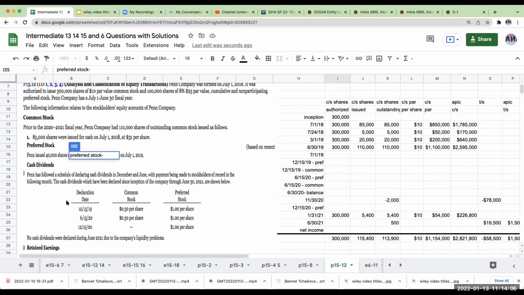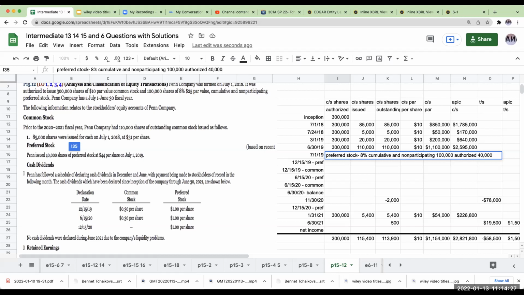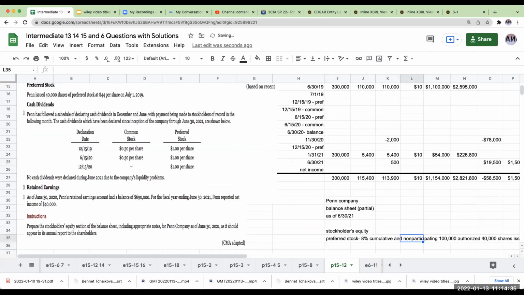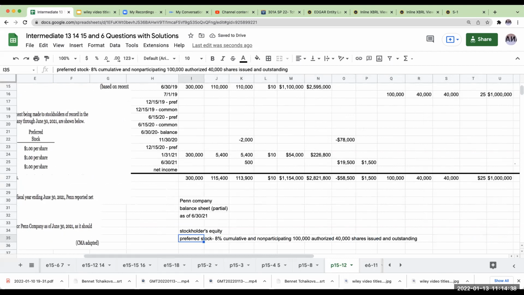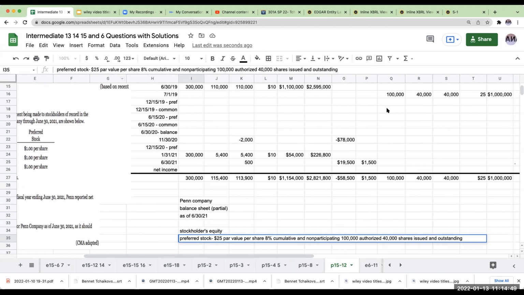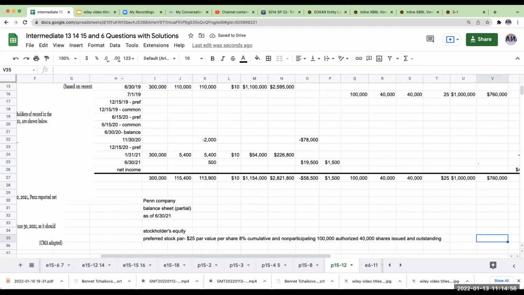If we were going through and doing this, we would want to say 8% cumulative and non-participating. We would then say 100,000 shares authorized. And then we would say 40,000 shares issued and outstanding. So that's what we would say for preferred stock at par. We'll call this preferred stock par. So this over here is going to be at $1 million.